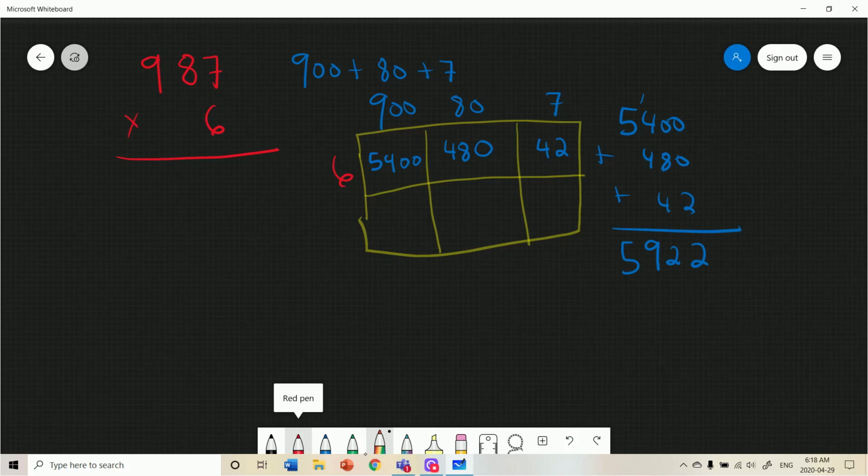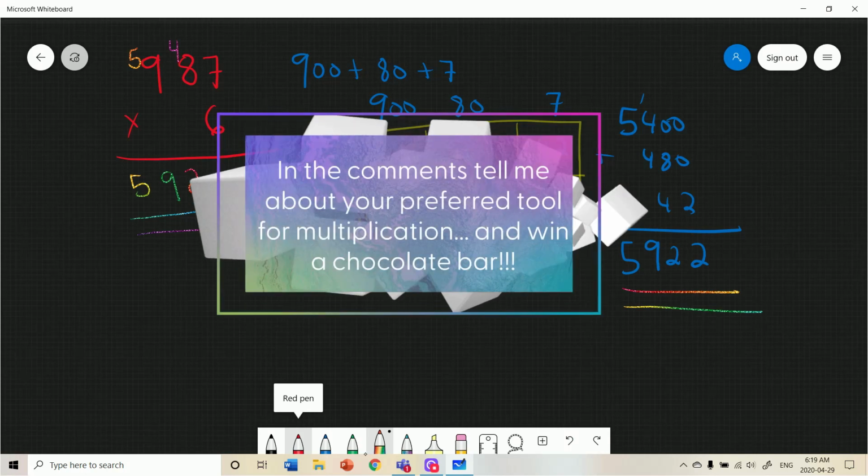6 times 7 is 42. Put the 2 right here. Carry over the 4. 6 times 8 is 48. Plus 2 is 52. Carry over the 5. 9 times 6 is 54. Plus 5 is 59. Using the standard algorithm, we get 5,922. And using the window method, we get 5,922.